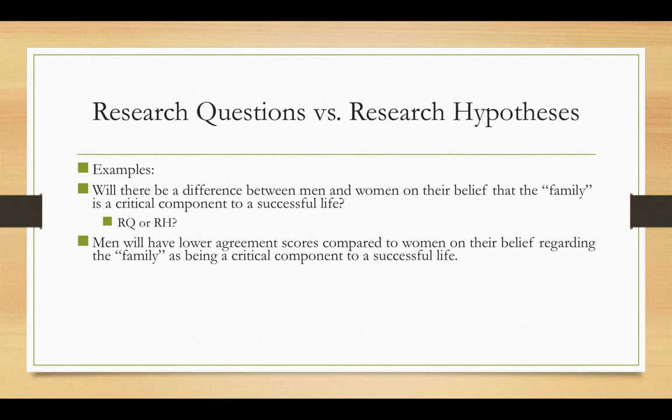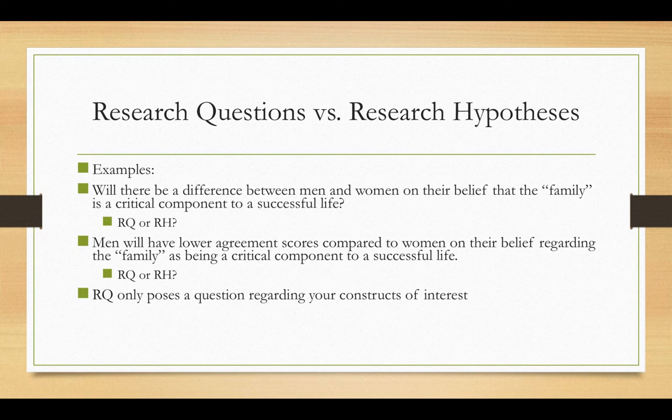Now, number 2, men will have lower agreement scores compared to women on their belief regarding the family as being a critical component to a successful life. Question or hypothesis? Absolutely. It's a research hypothesis in this particular case. How do we know that? It ends in a period. It's making a statement of what we think is going to be happening in the future.